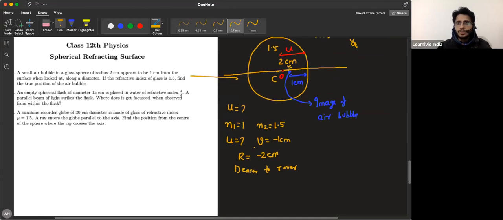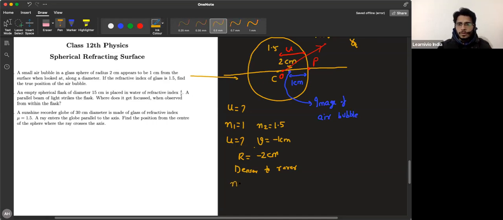Okay. This is your object, so the ray must be going in this direction, right? This is the direction of the ray and this is the pole. When you measure the distances, you go from pole to image, then from pole to object. You're moving in the direction opposite to that. Okay, sir.